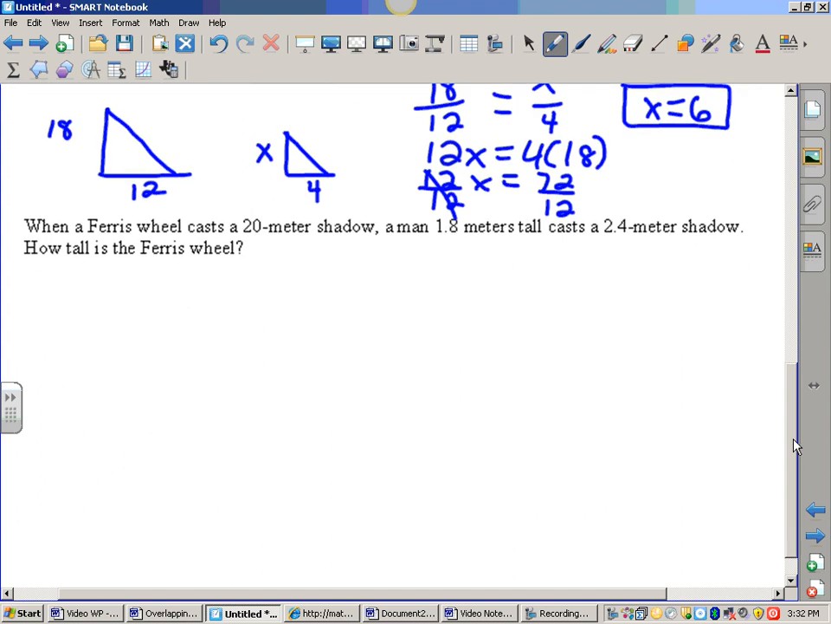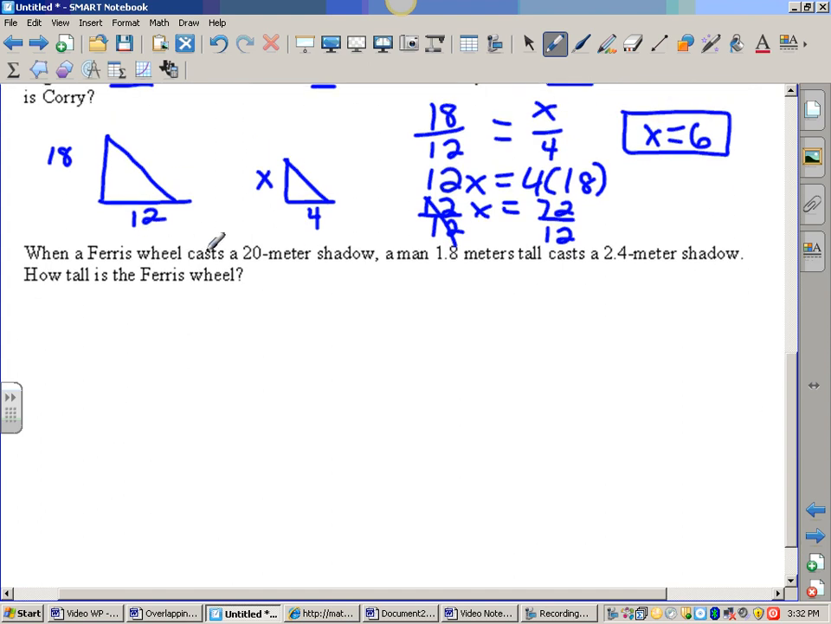Do one more for practice. When a Ferris wheel casts a 20-meter shadow, a man 1.8 meters tall casts a 2.4 meter shadow. How tall is the Ferris wheel? With all the decimals and the unnecessary information, it sounds really complicated. But if you break it down and draw a picture, hopefully it simplifies it for you.